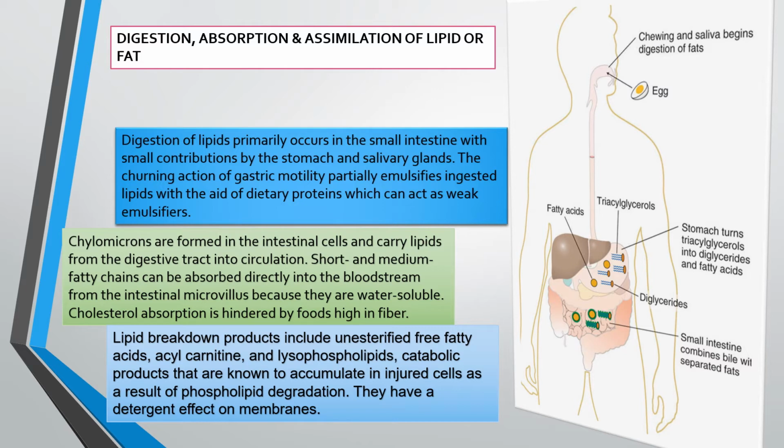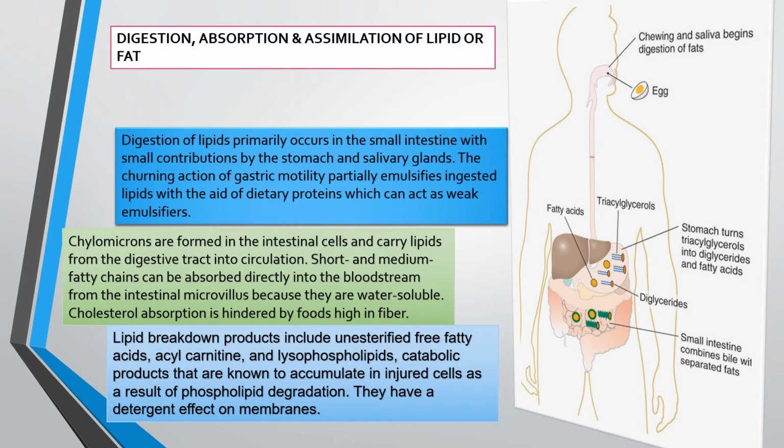So lipid breakdown products include unesterified free fatty acid or acyl carnitine and lysophospholipid. These are catabolic products that are known to accumulate in injured cells as a result of phospholipid degradation. They have a detergent effect on membranes. The last one, you can say the breakdown of lipid also.